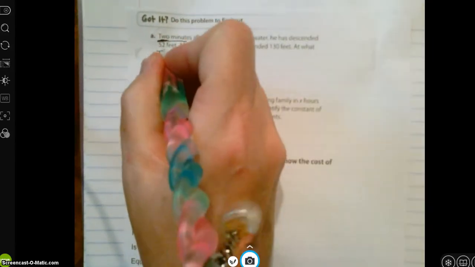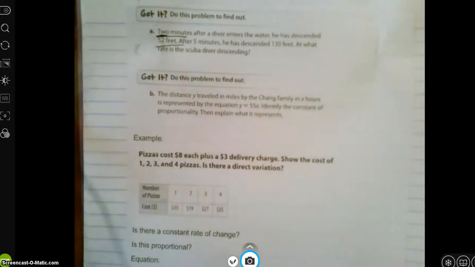So if you move on to the next page, it says 2 minutes after a diver enters the water, he has descended 52 feet. Now one thing I noticed when we did the cantaloupe problem is y'all missed that. That is a number right there. Okay, 2 minutes, he descended 52 feet. Okay, the cantaloupe problem, most of you missed that. Okay, so we call that a rate. Okay, 2 numbers, 2 different units. After 5 minutes, he descended 130 feet. And then it says at what rate is he descending?